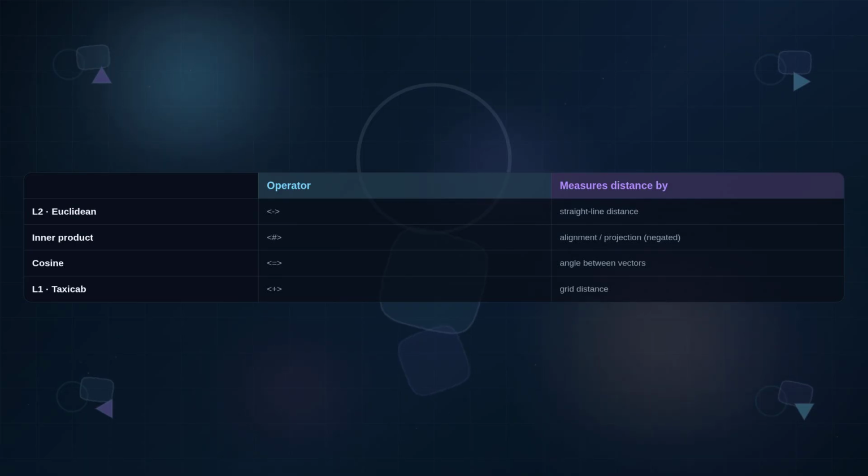Which one should you use? The answer is not about taste. It is about how your embedding model was trained. Most modern text embedding models are trained so that the angle between vectors carries the meaning, which makes cosine distance the right default. When in doubt, check your model's documentation and match the operator to what it expects.